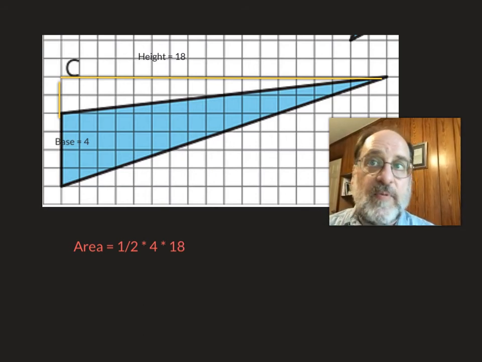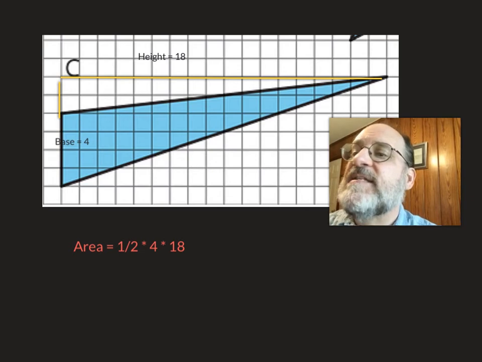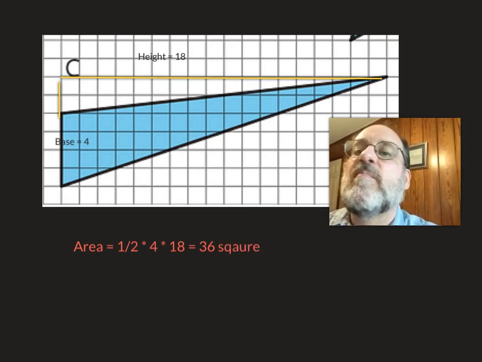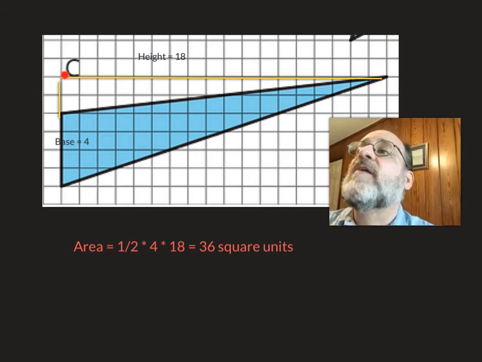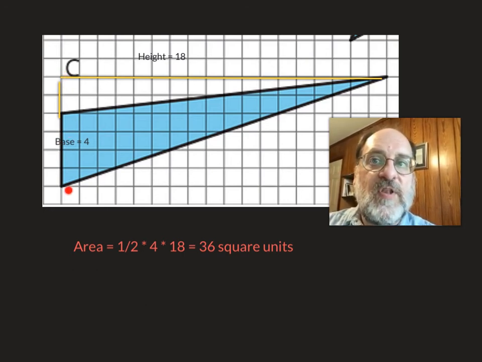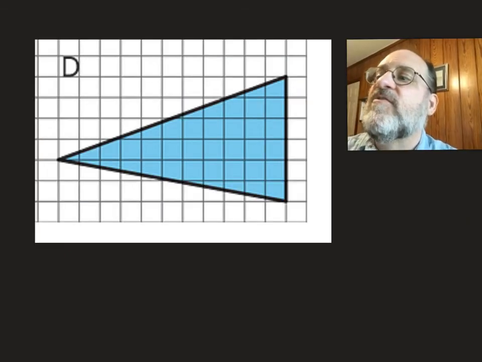Now, there's a couple different ways that you can do this. I think it's a good idea to take 1/2 of 4. 1/2 of 4 is 2. 2 times 18 is equal to 36 square units. Okay, another example, where to find the height, we had to draw a line that was outside the triangle, but still perpendicular to the base, or a line extending the base. Our last example is this triangle.